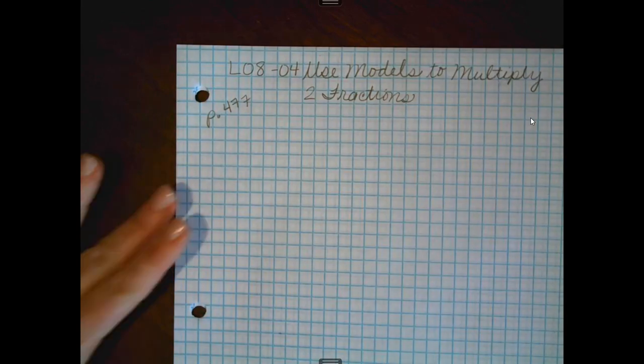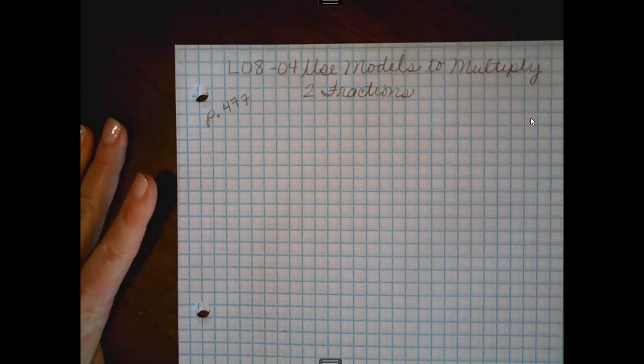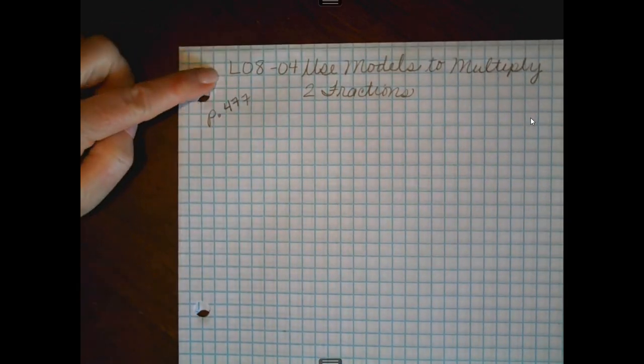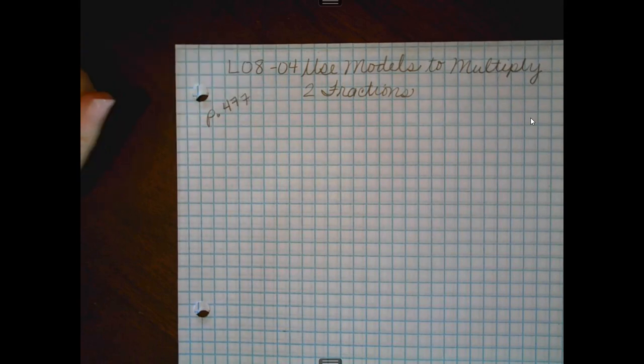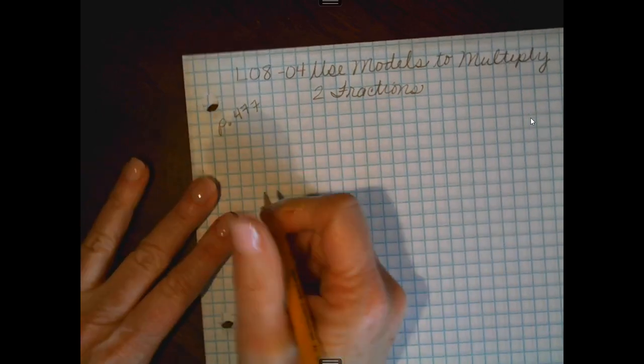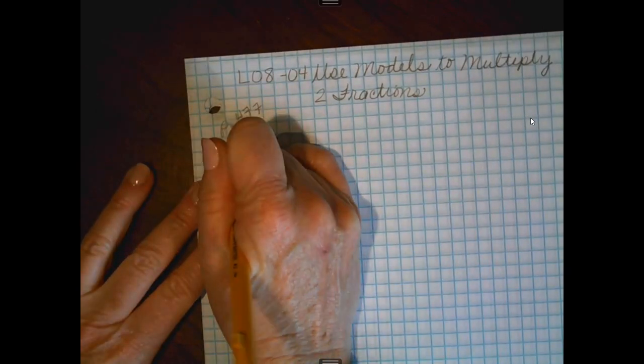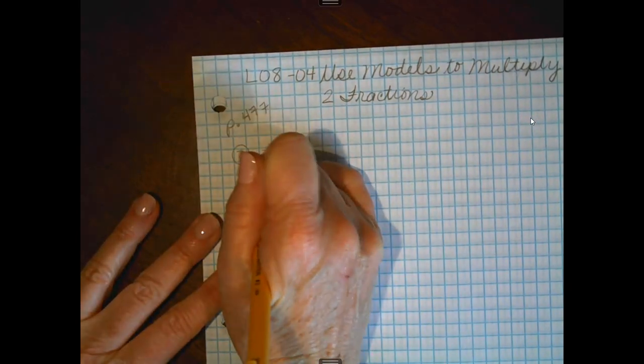All right, boys and girls, I've got my paper ready. I always like to put my page number that I'm working and the lesson number. And when I'm done, I either staple or tape it in my book so I can get to it easily. But let's start with number 7. Number 7, we're multiplying 7/8 times 1/2.